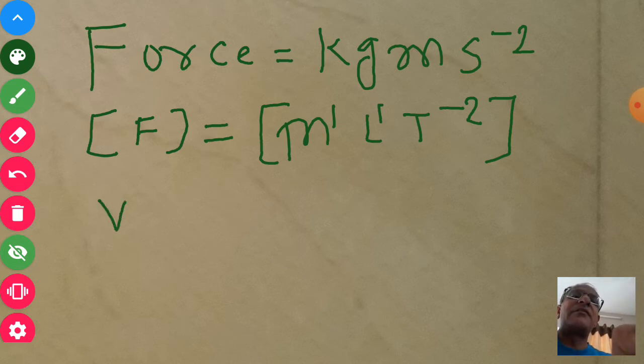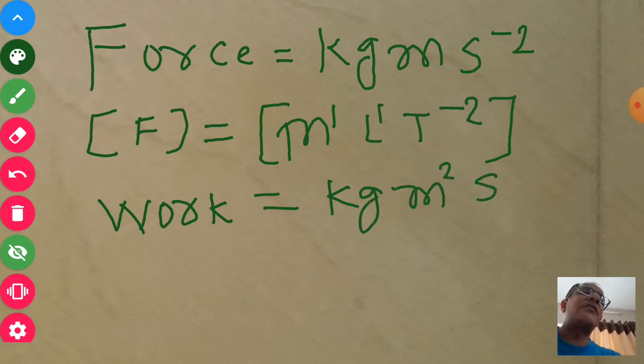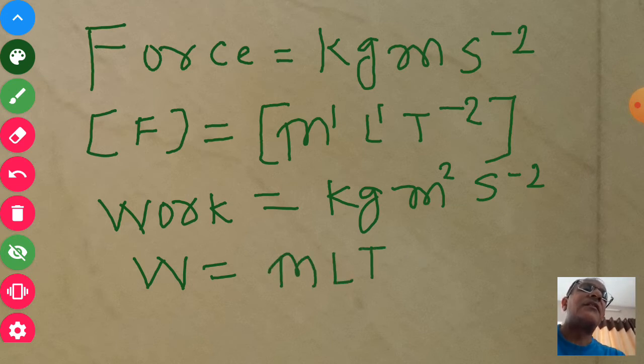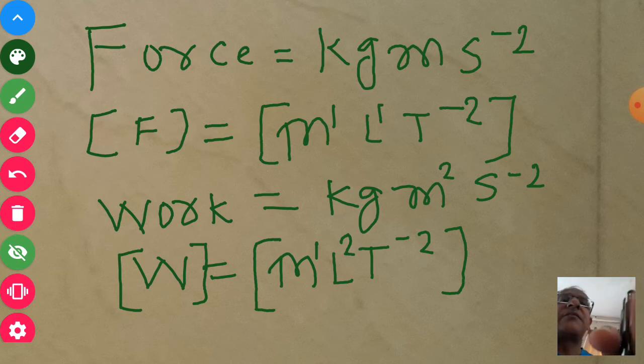Then for work, the unit was kilogram meter square second raised to minus 2. So dimensional formula for this work will be, right in the square bracket, M1 L2 T raised to minus 2. So dimensional formula for the work is M1 L2 T raised to minus 2.